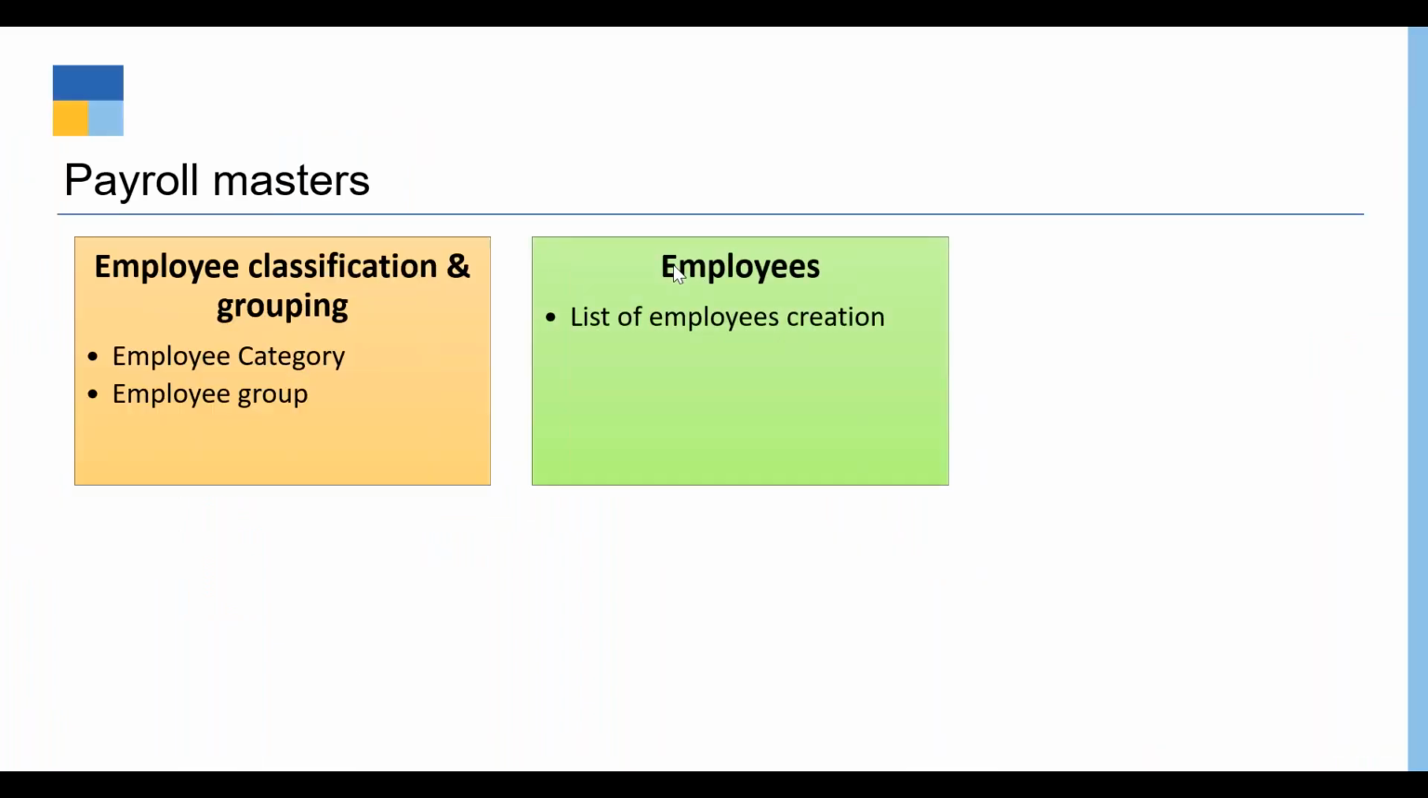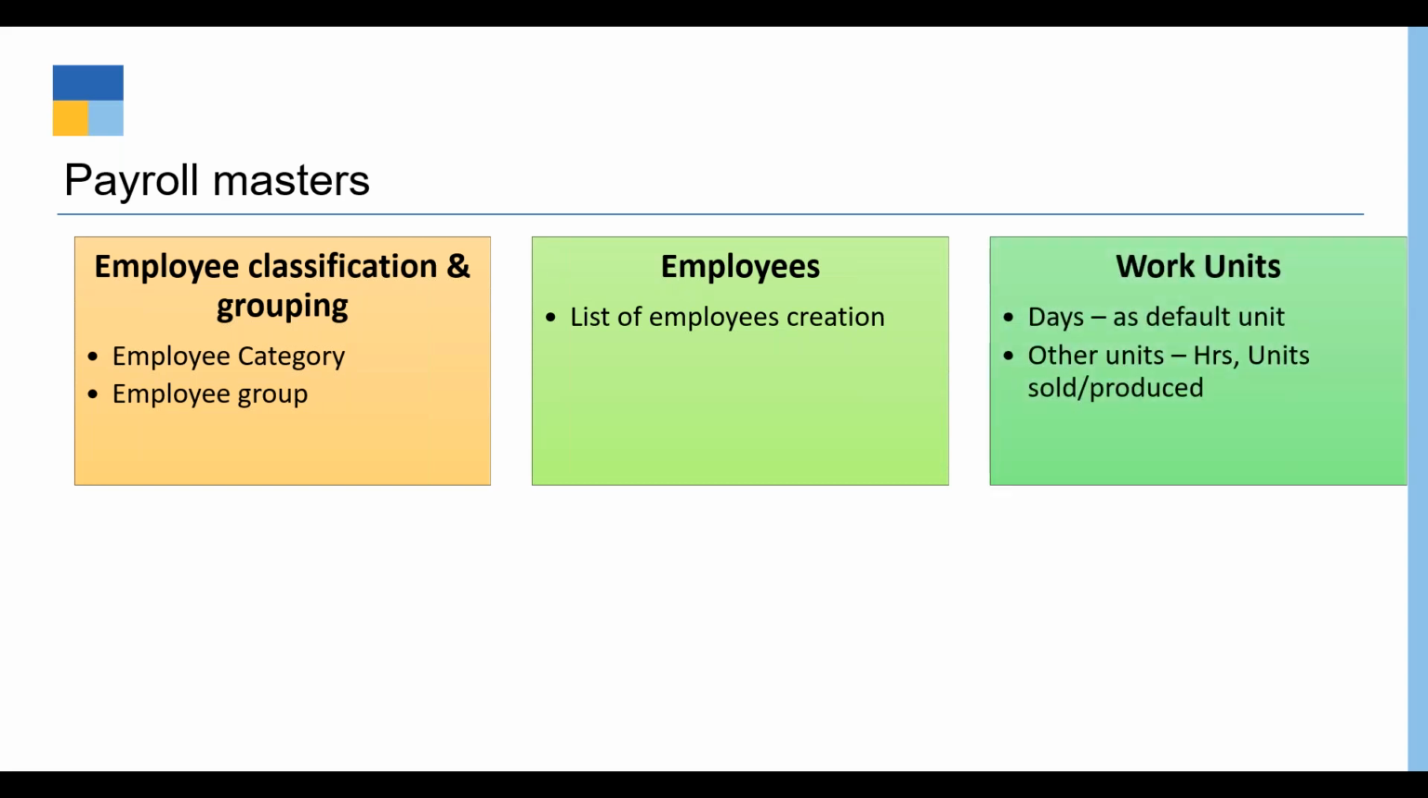So next master is about employees. Anyway, we have seen how to create this. So the next master that we need to create is about the work units. So work units means what? This is basically the unit in which you will be measuring the work done by the employee. Based on the work done by the employee only, you'll be making the salary payment, right?